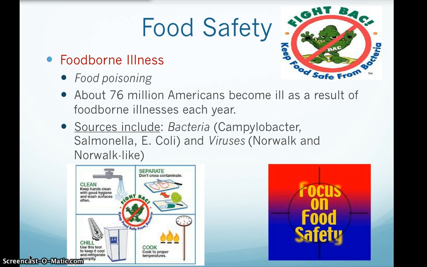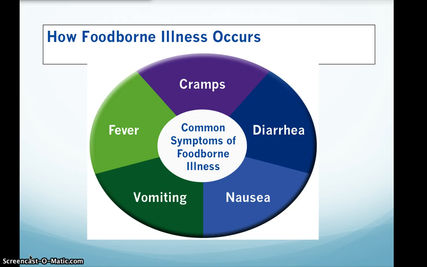Some different sources, as you can see, might be Salmonella or E. coli, and there's viruses out there, the Norwalk virus and Norwalk-like type viruses. How foodborne illness occurs, some common symptoms to let you know whether or not maybe you have had some food poisoning or you do have an illness, is there might be some cramping, and typically that's going to be in the abdominal area. There might be diarrhea.